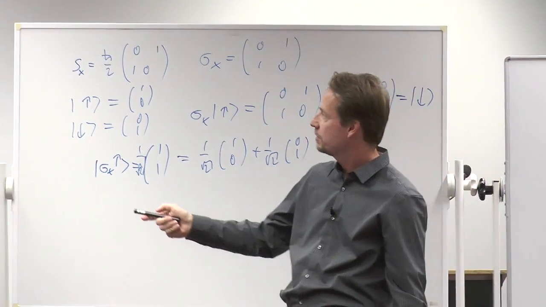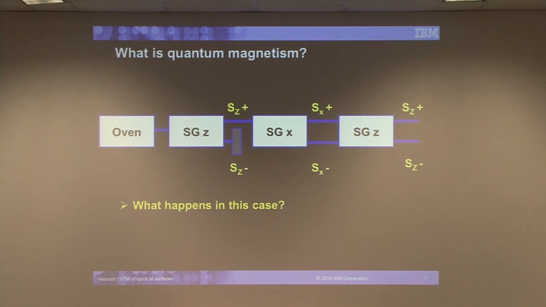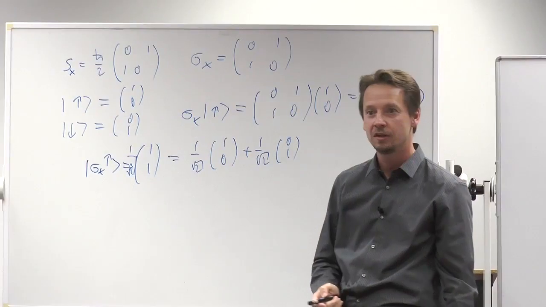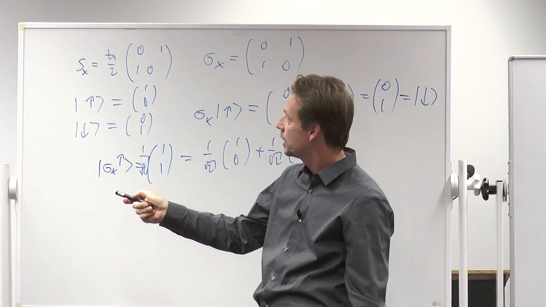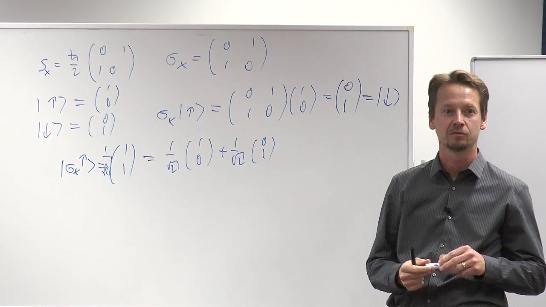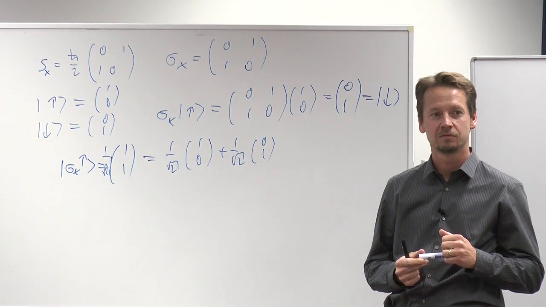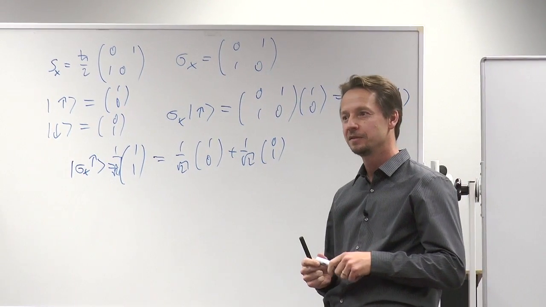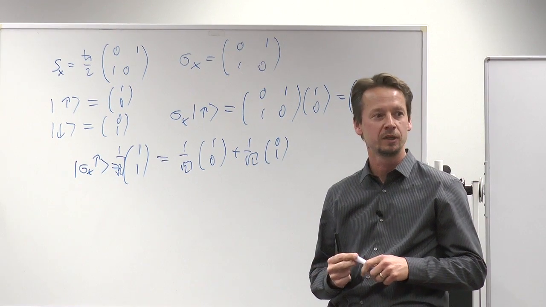Right? So we're preparing the system in the Sz plus state. We're operating on this with the Stern-Gerlach experiment in the x direction, but we're not blocking out one of the two beams. And then we're asking the question, what is your state in the z direction? 50-50? What about the quantum computing guys?